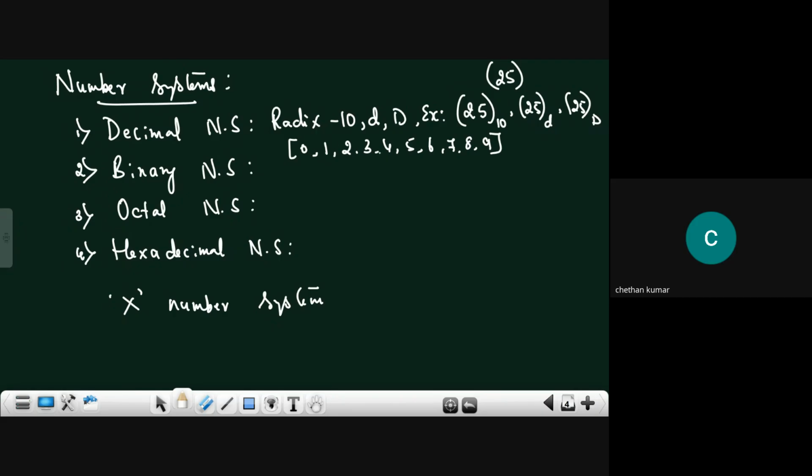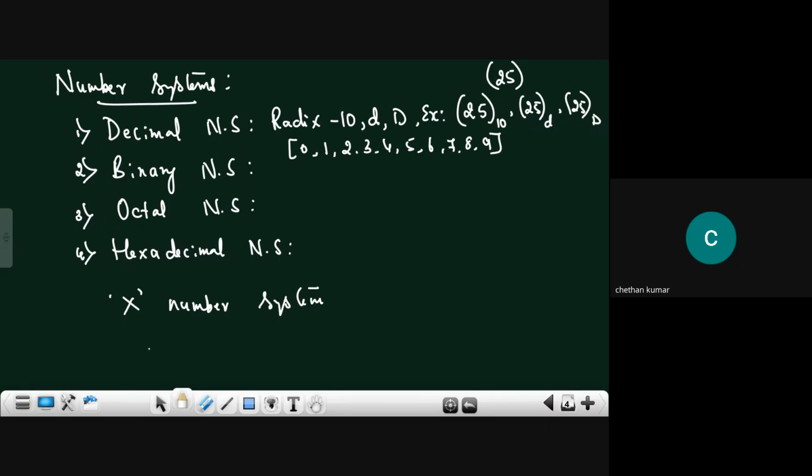The count of these digits will give the radix. Correct? That is the radix of this decimal number system. What is the count of these digits? 0 to 9 means 10. You got base of 10. Are you understood? So if I'm able to represent based upon the number of digits, this is a base of 10. I can also represent an X number system.